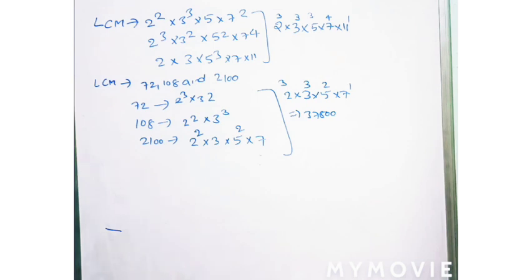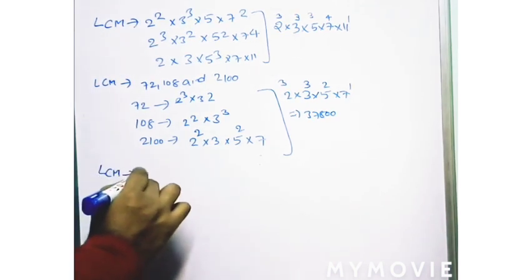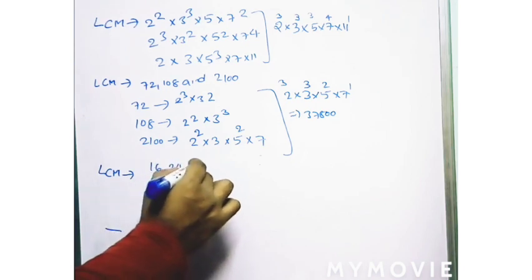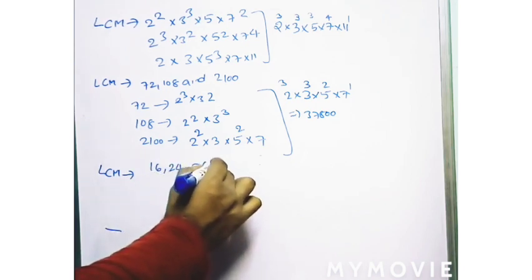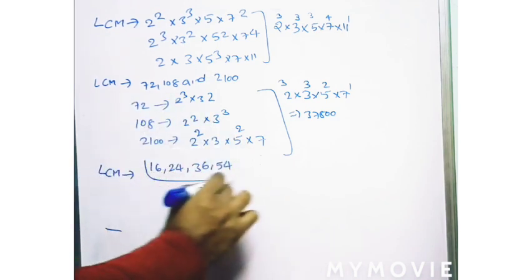So this is called the factorization method. There are two methods for LCM as well as for HCF. For HCF, the factorization method is there, and the division method is there. For LCM also, the factorization method is there and the division method is there. So let us take another example with the division method. For example, we need to find the LCM for 16, 24, 36 and 54. So how are we going to find it? This is by the division method.